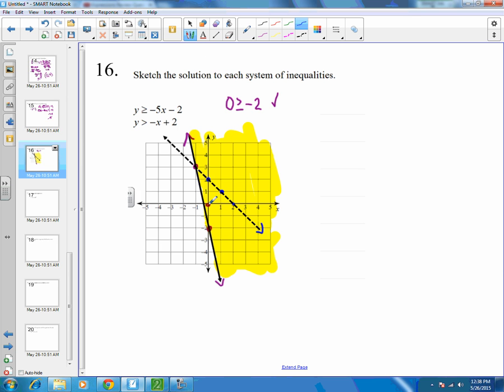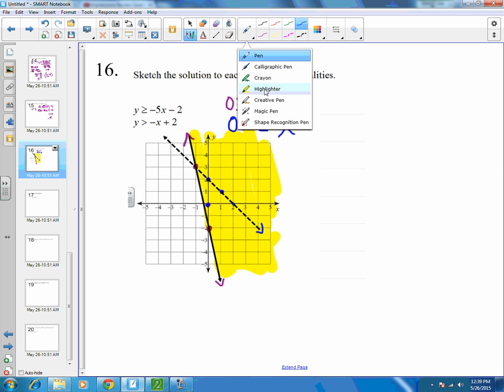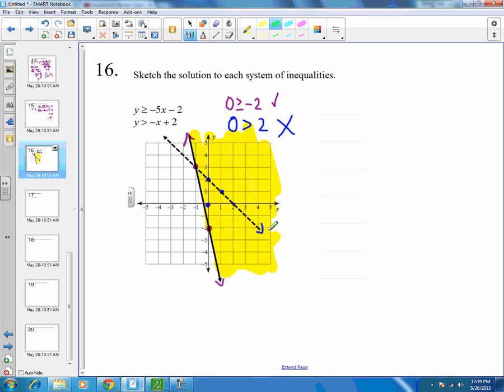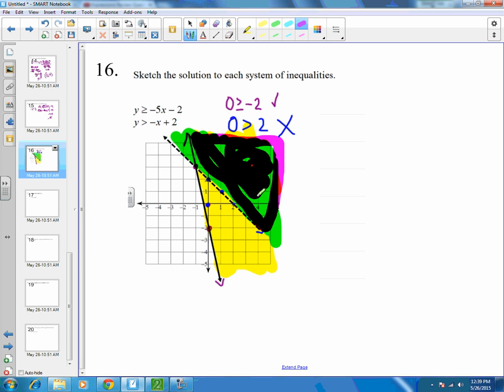Again, I'm going to test this point 0, 0, which will give me 0 is greater than, this will be 0, so then that would be just 2. 0 is greater than 2, that is false. So I'm going to shade the side that 0, 0 is not on this line, which would be above it. So my solution is where my two shades cross, which doesn't really show very well here, but it is this area here. And that is your solution.